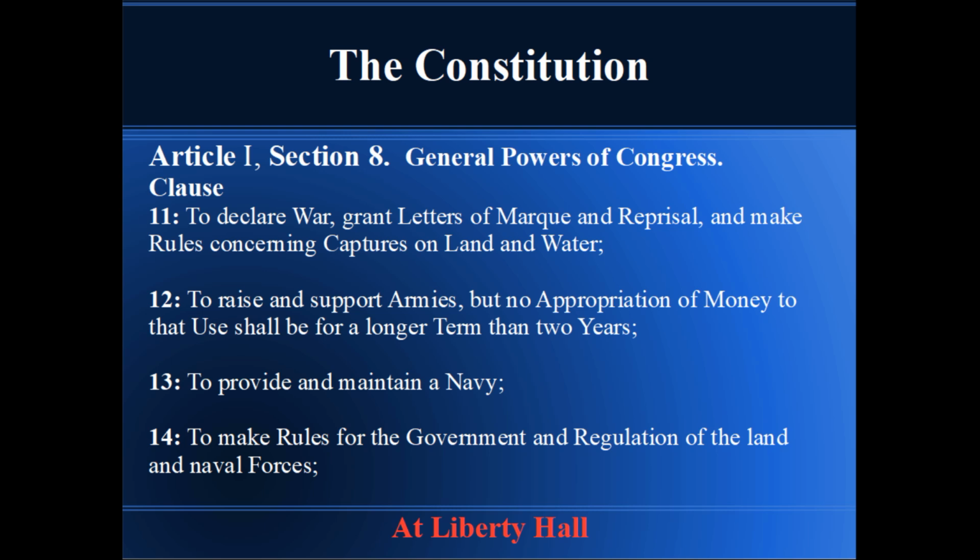To declare war, grant letters of marque and reprisal, and make rules concerning captures on land and water. Clause 12. To raise and support armies, but no appropriation of money to that use shall be for a longer term than 2 years. Clause 13. To provide and maintain a navy. Clause 14. To make rules for the government and regulation of the land and naval forces.